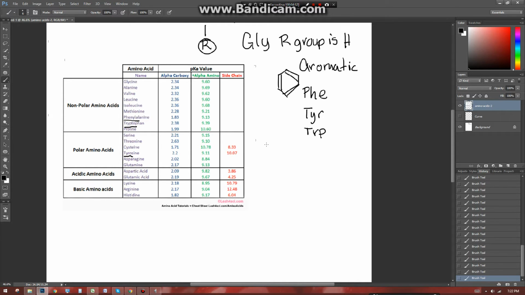But in this class, for now, all you need to know about is Bronsted-Lowry, and that has to do with whether or not it donates or accepts hydrogens or protons. So acids are proton or hydrogen donors, and bases are hydrogen acceptors.